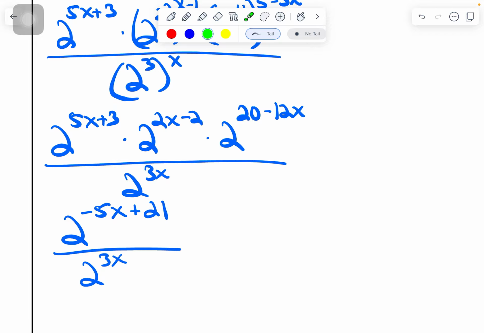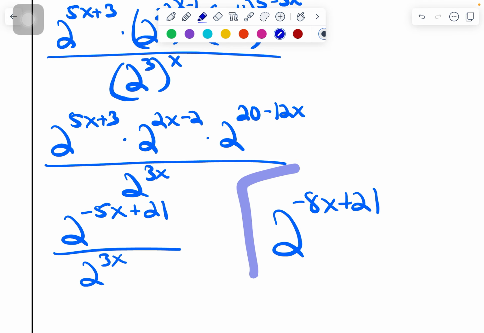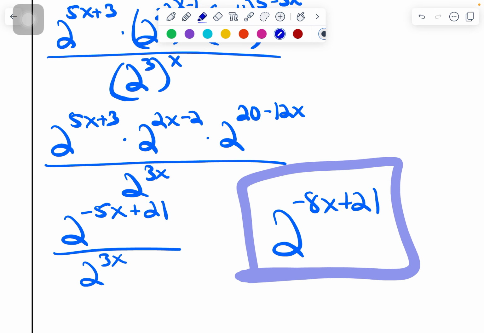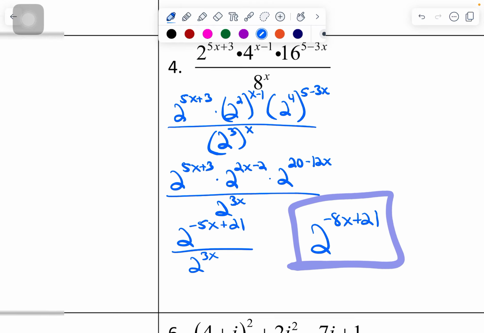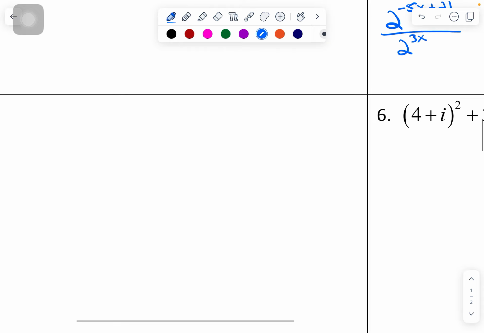And then last one is quotient rule. We're going to subtract those. And so I've got negative 5x minus 3x. It's going to be negative 8x and then positive 21. I think my handwriting gets larger the closer I get to the end of the problem. So that's the end of number 4 here.